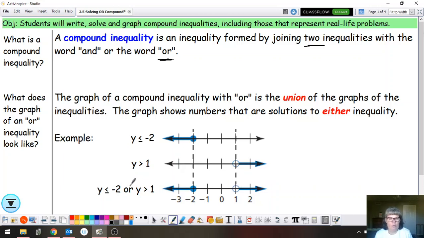Because it is an OR, in order for it to be a solution, it has to be a solution for at least one of them. It does not need to be a solution for both. It needs to be a solution for at least one of them. It's a solution for one or the other, hence the word OR. So let's take a look at how this works.